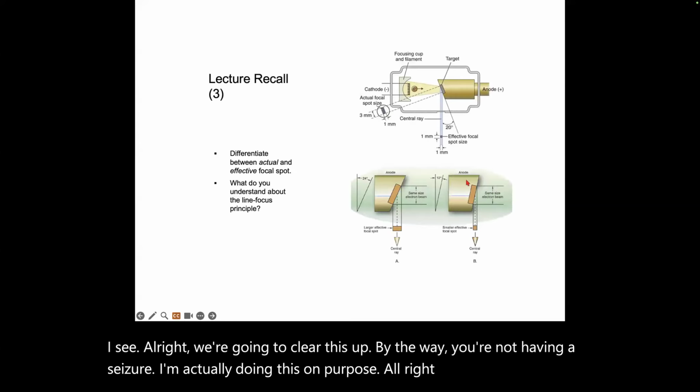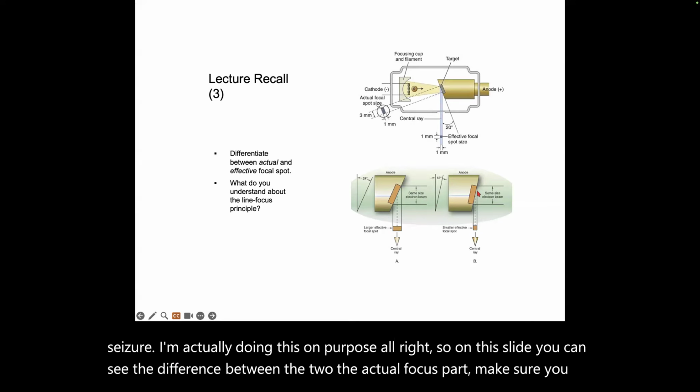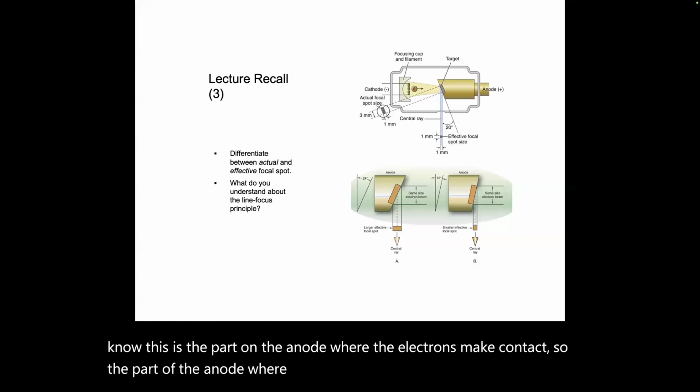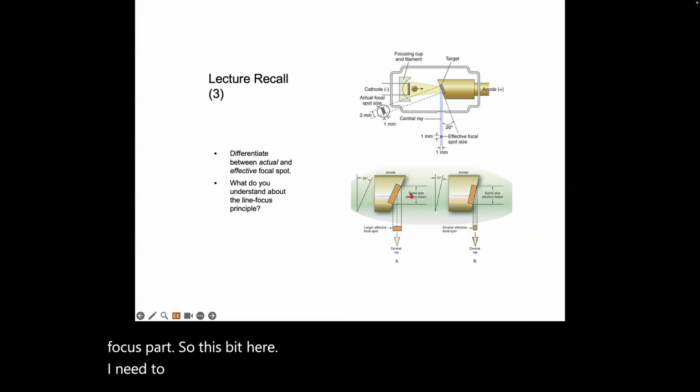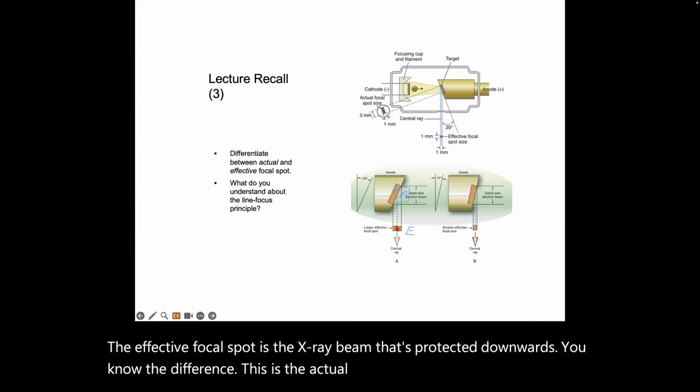All right, so on this slide, you can see the difference between the two. The actual focal spot, make sure you know this, is the part on the anode where the electrons make contact. So the part of the anode where electrons are bombarding it. That's the actual focal spot. So this bit here is the actual focal spot. The effective focal spot is the X-ray beam that's projected downwards. You know the difference. This is the actual focal spot. This is the effective focal spot.